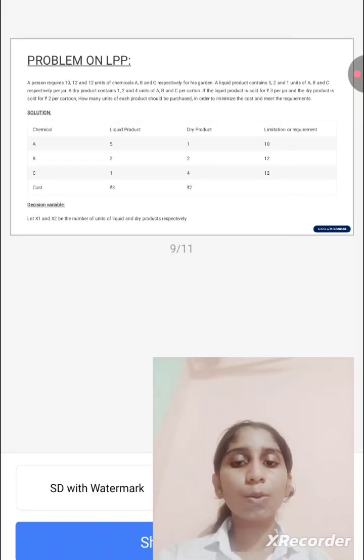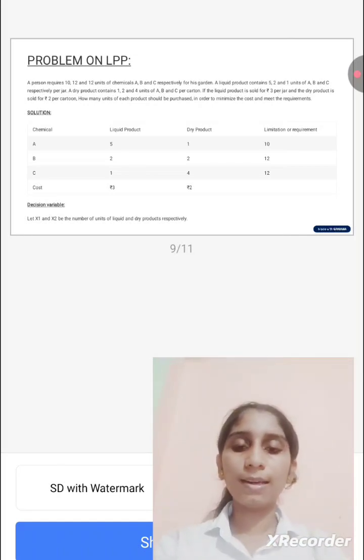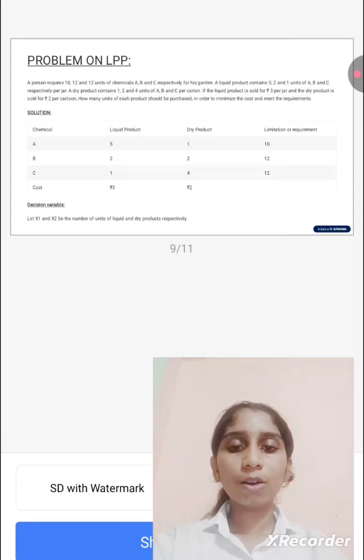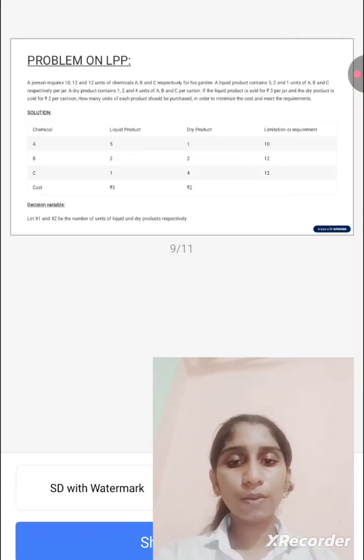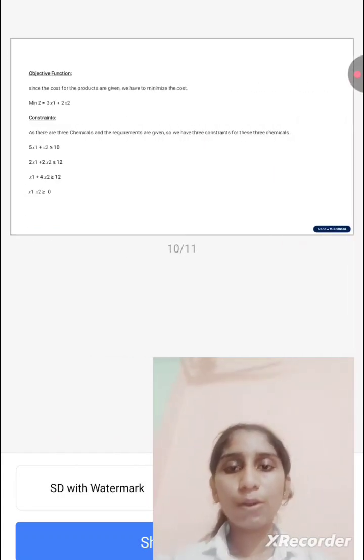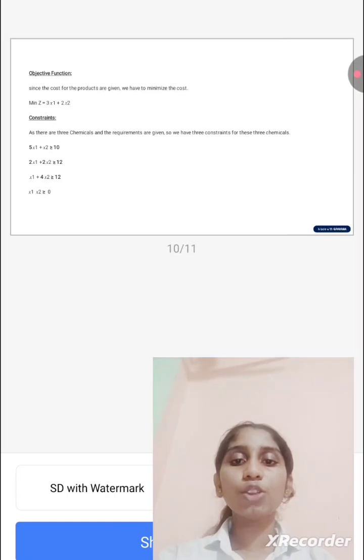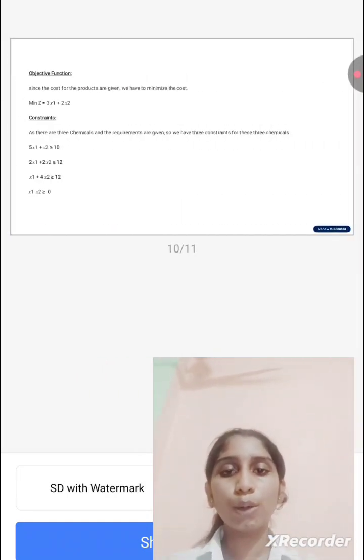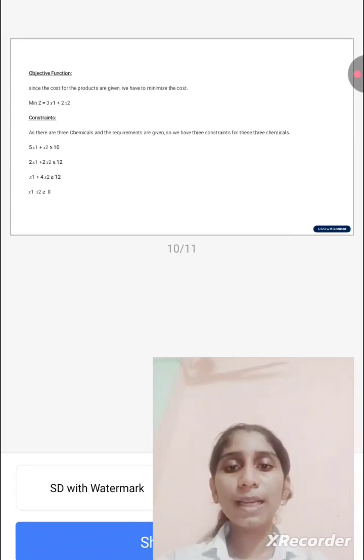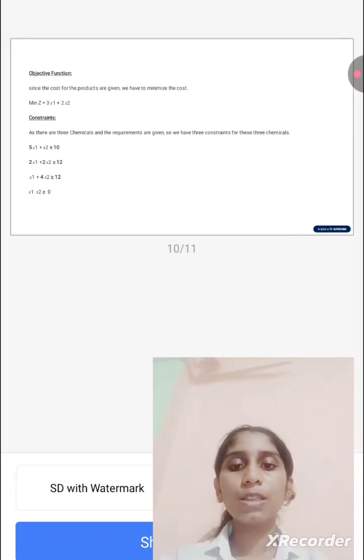First, in the solution, we have to draw a table which includes 3 chemicals as A, B and C. The second column will include liquid product, third dry product and then limitations. First, we have to derive an equation for decision variable. We have to write that let x1 and x2 be the liquid product and dry product. Next, we have to make the objective function, which includes this cost Rs 3 and Rs 2. So, minimize z equals 3x1 plus 2x2.